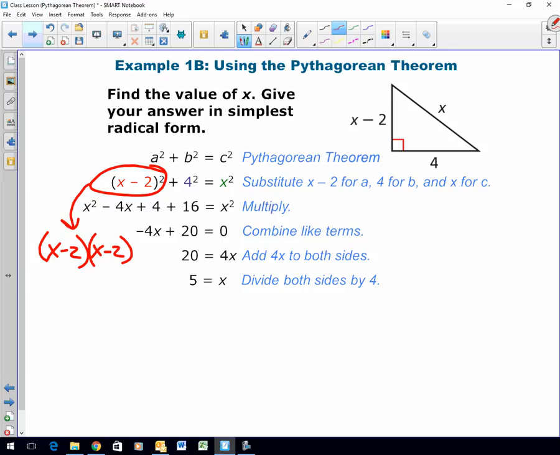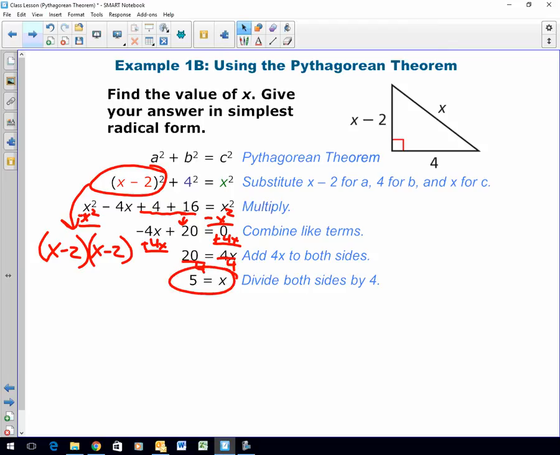Okay. 4 squared is 16. X squared stays by itself. What they did here was they subtracted x squared from both sides. They combined these two terms. Negative 4x plus 20 is 0. Added 4x to both sides. Divided both sides by 4. And got x equals 5.